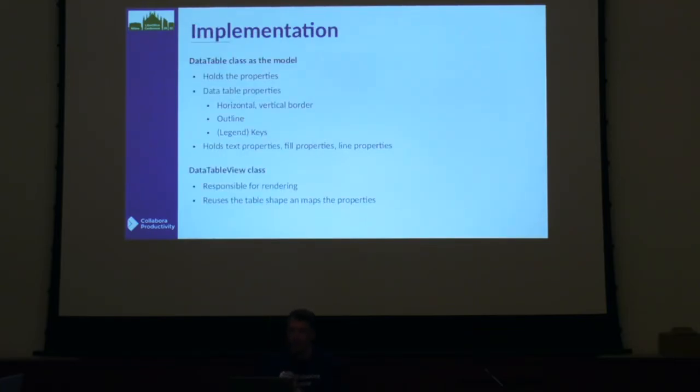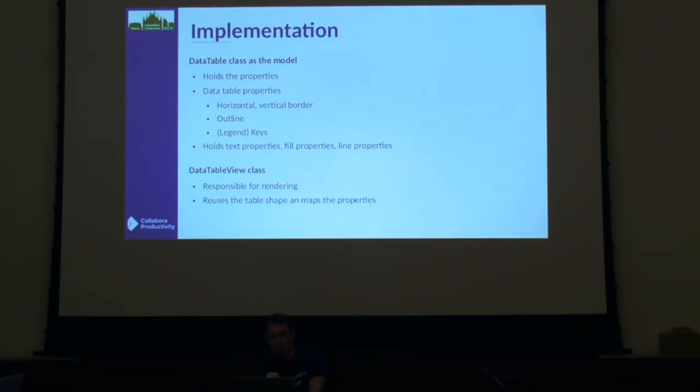So about the implementation, this is inside chart, so I added a new data table class, which is just responsible for the model, so it holds only the properties of the data table, and also, of course, the text, fill, and line properties. The most important here is the data table view, which is just responsible for rendering all the data table shape.